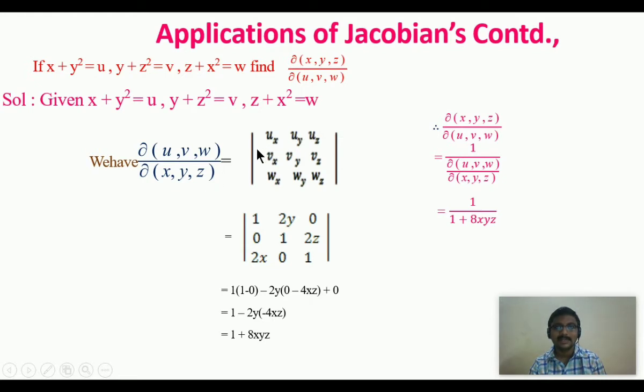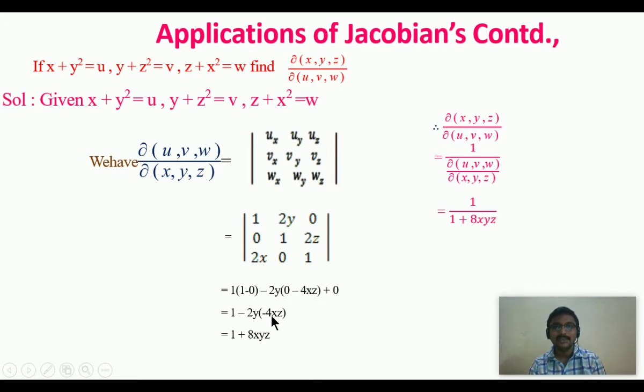The formula is the determinant of u_x, u_y, u_z, v_x, v_y, v_z, w_x, w_y, w_z. u_x means ∂u/∂x, differentiating u partially with respect to x, keeping y and z as constant. The x derivative is 1, the y² derivative is 0. So ∂u/∂x, that is the u_x value, is 1. Similarly, the other partial derivatives are also calculated. Thus we will have ∂(u,v,w)/∂(x,y,z) is 1 + 8xyz.